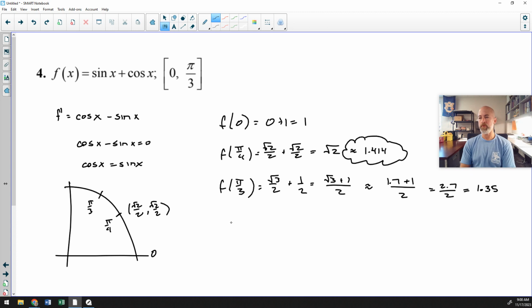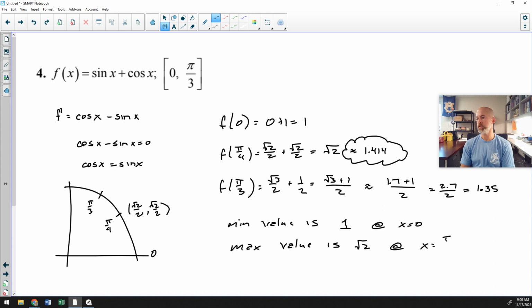And so my minimum value is 1, and that occurs at x equals 0. My max value is the square root of 2, and that occurs at x equals pi over 4. And there we have it.